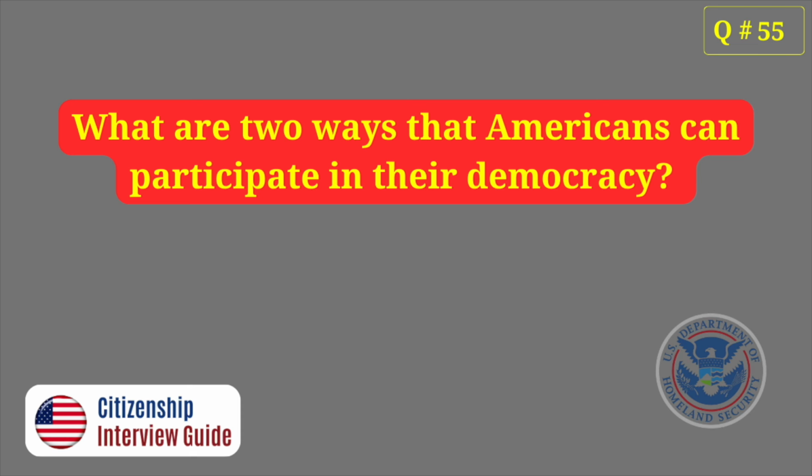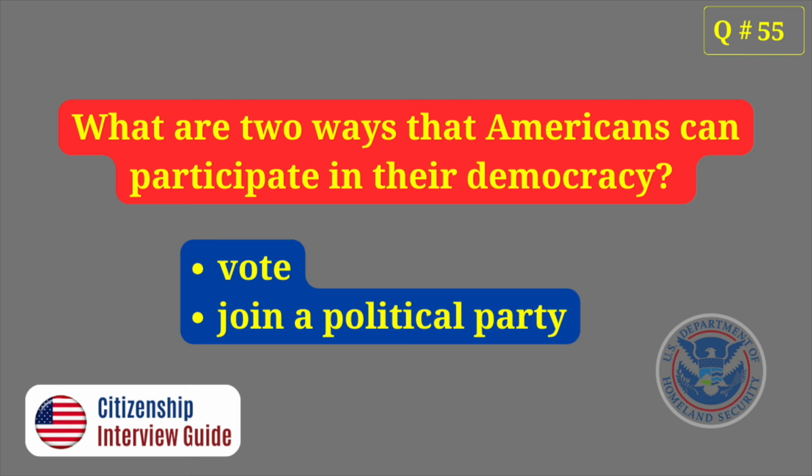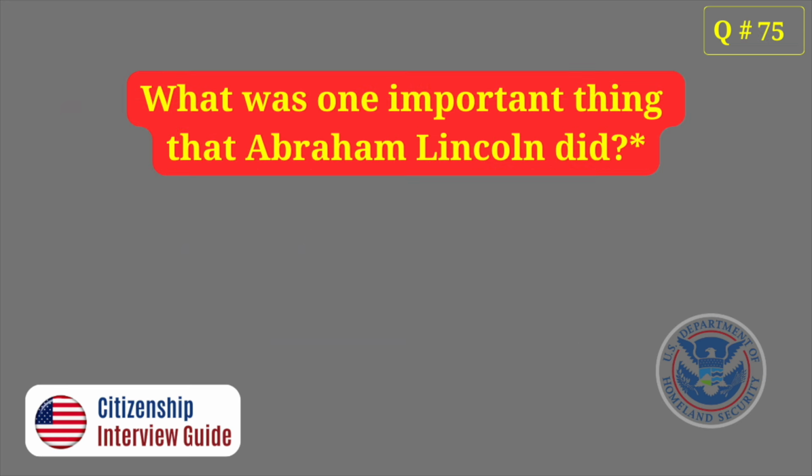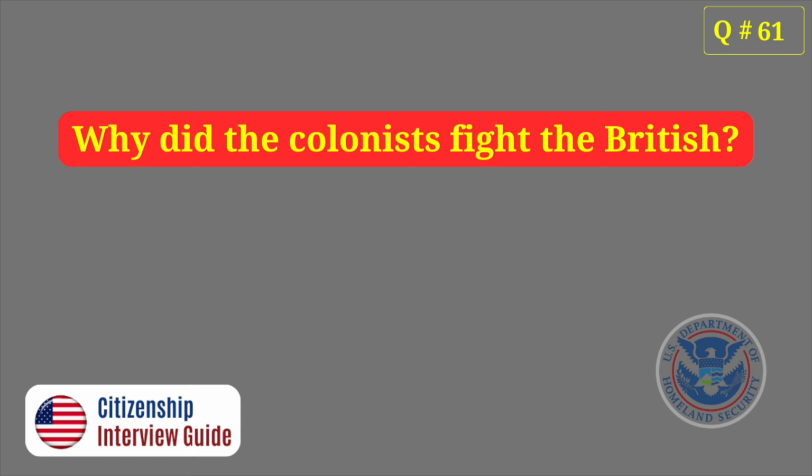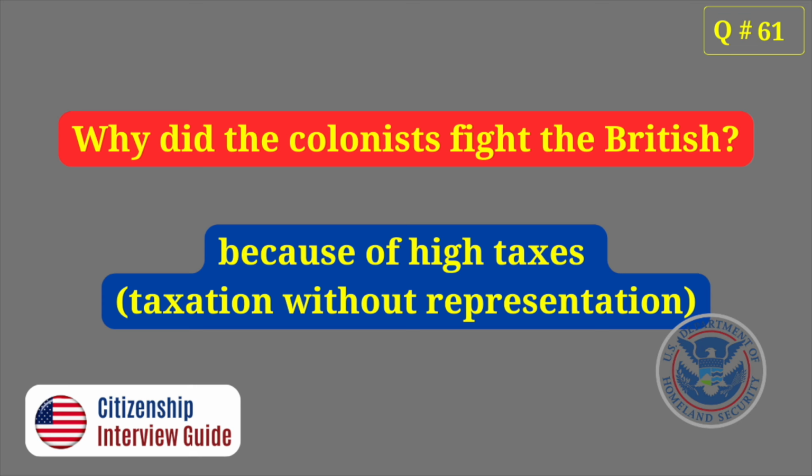What are two ways that Americans can participate in their democracy? Vote. Join a political party. What was one important thing that Abraham Lincoln did? Freed the slaves. Why did the colonists fight the British? Because of high taxes.